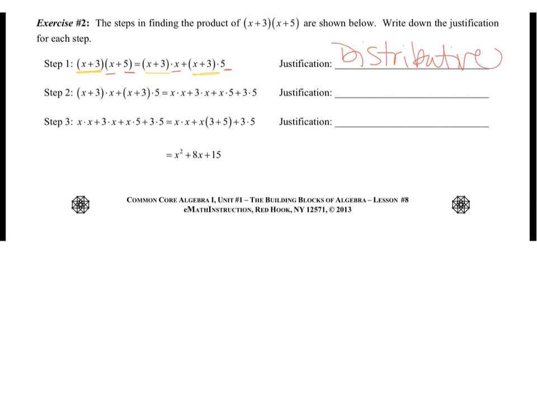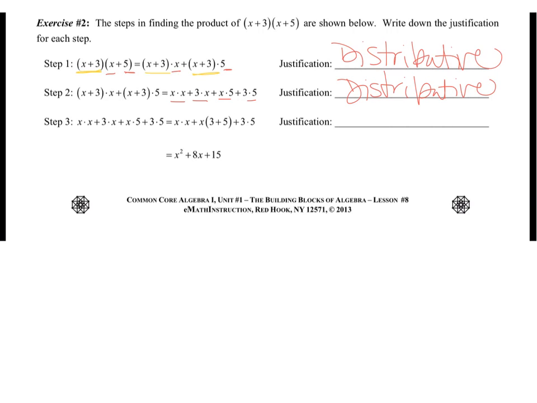Then the next one, it took your result from up above, and instead of x plus 3 times x, it became x times x plus 3 times x. And instead of 5 times x plus 3, it became x times 5 plus 3 plus 5. So again, it did the distributive property. It just distributed and took away the parentheses.